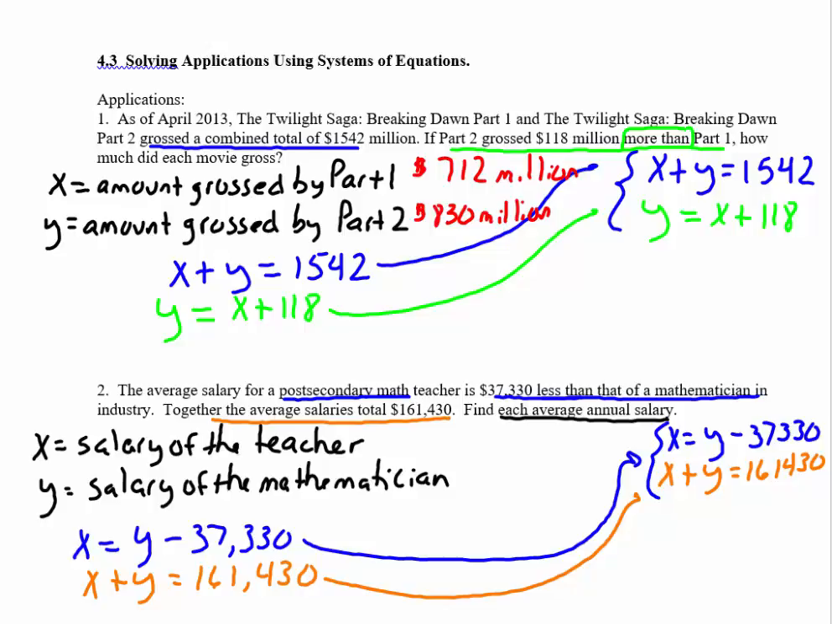You get to decide. So the answers will be, for the average salary of the math teacher, it was going to be $62,050. And for the average salary of the mathematician, you would have $99,380. So make sure you can get both of those answers.